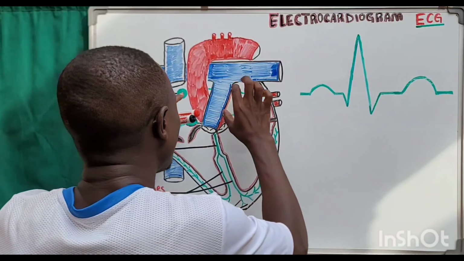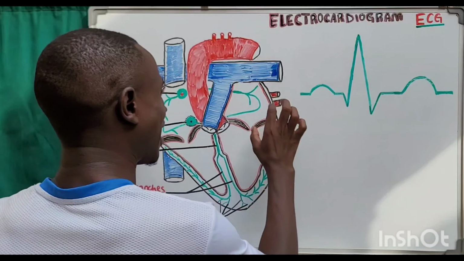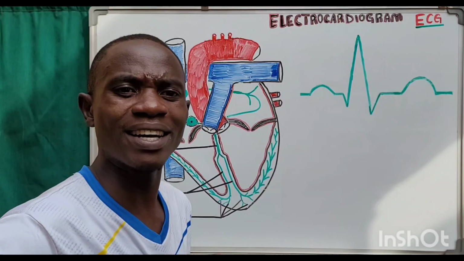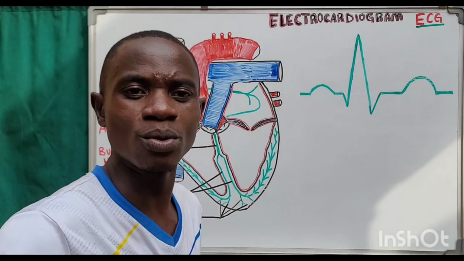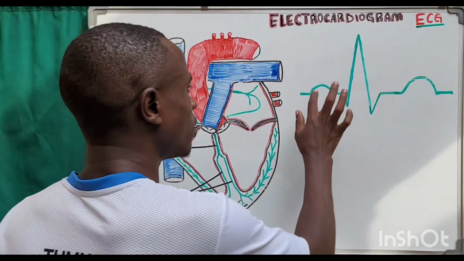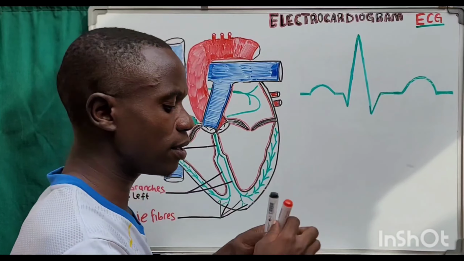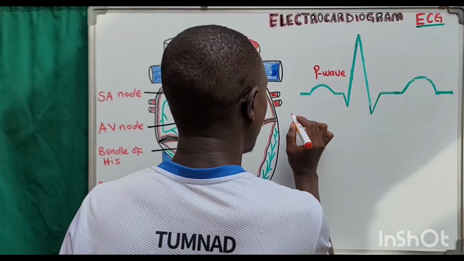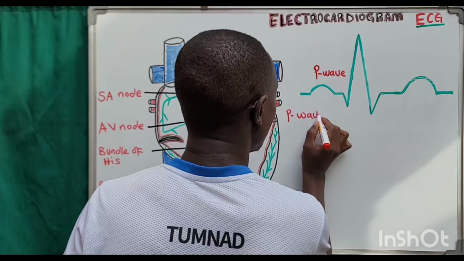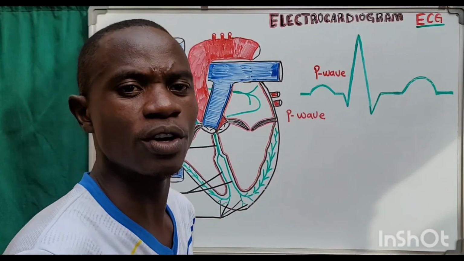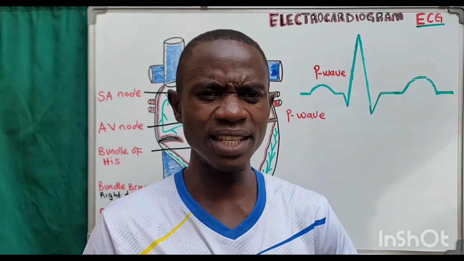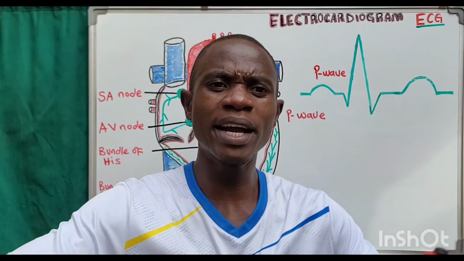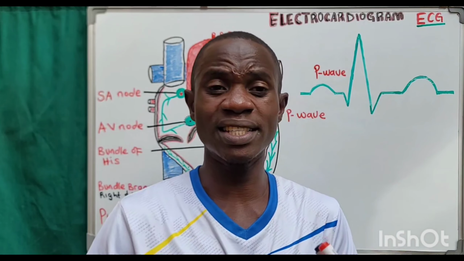Now whenever the atrial muscles are depolarized, that is enough for our ECG machine to give us a positive wave deflection, which we call the P wave. So this wave here is what we call a P wave, and we have said that a P wave denotes atrial depolarization. What is depolarization? Depolarization is when the inside of the cell becomes less negative, or more positive. That's when we say a cell becomes depolarized.